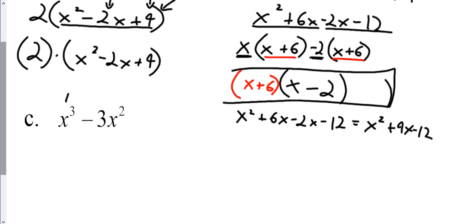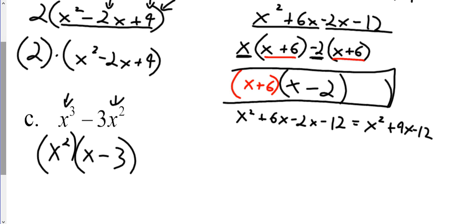Okay, for part C here, sometimes our greatest common factor is going to be an x term. Well, here I have an x cubed and here I have an x squared, so they both have at least two x's that I can factor out. What's left over is going to be an x minus 3, and there I have factored that polynomial into two different terms.